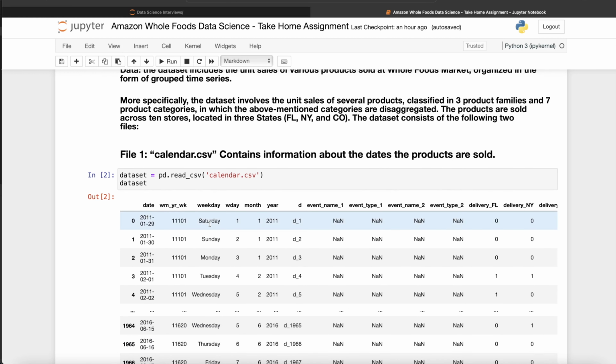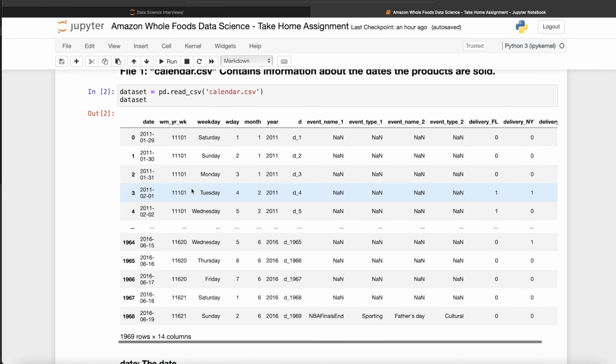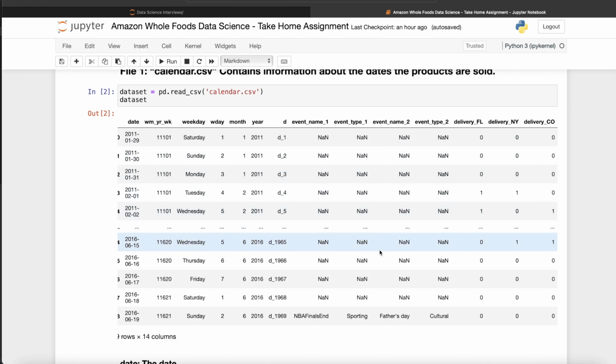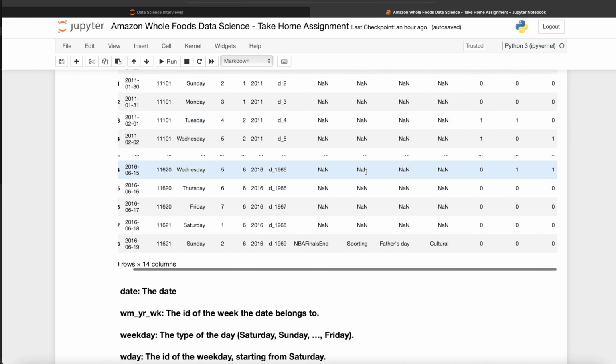When I read this data set and stored it in a data frame called dataset, you can see there are about 2000 rows in the calendar.csv file and 14 columns. The columns are date, weekday, month, year, events, delivery New York, etc. These are boolean values, and there are a lot of NaN values. What these different columns mean was clearly mentioned in the email, so you didn't have to do any guesswork.